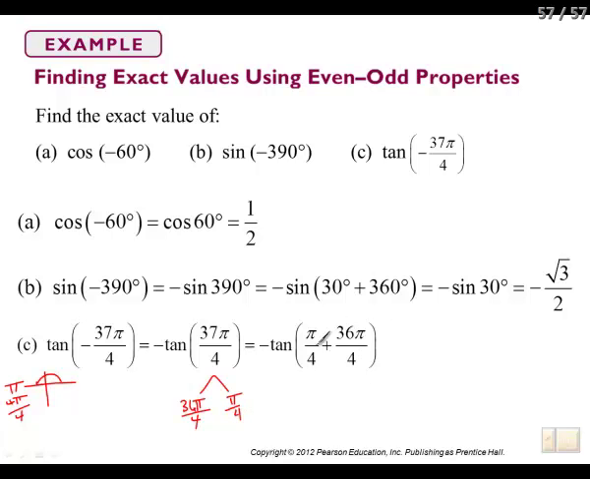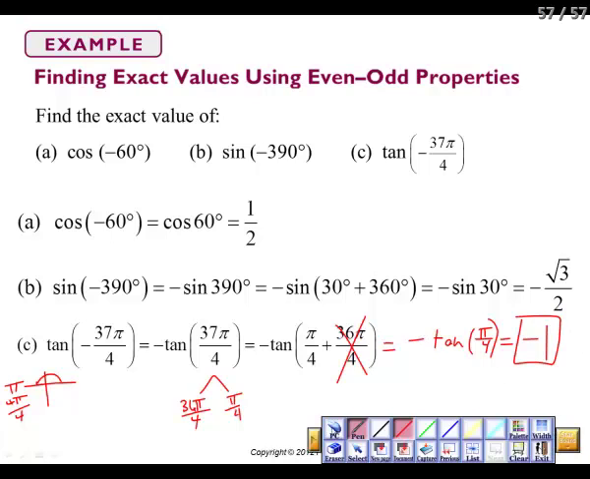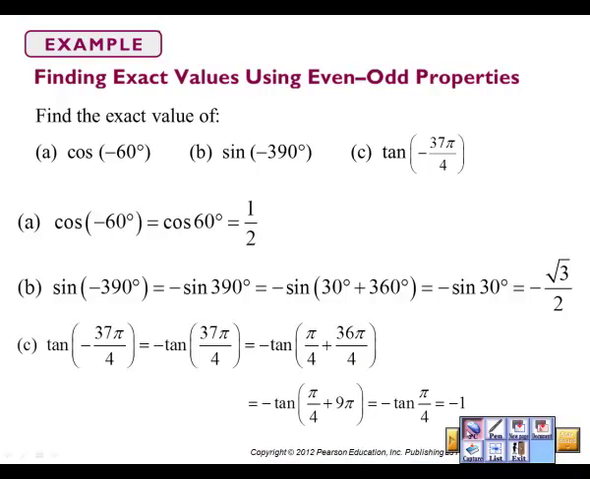And so that's where they get this. Since that's tangent in terms of increments of pi, we can cancel out the 36 pi over 4, and that gives us negative tangent of pi over 4. We know tangent pi over 4 is 1, so that'd be negative 1, because there's a negative outside of tangent, this negative here. And so that's what we get here.